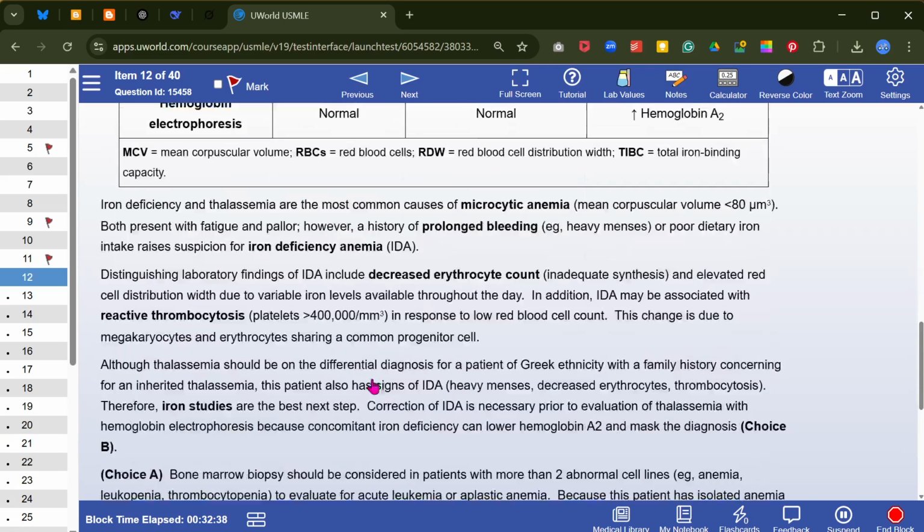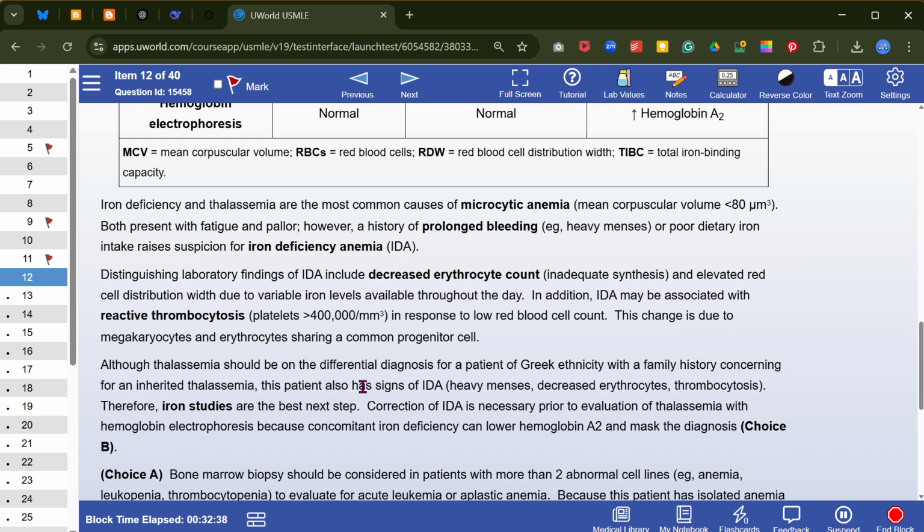1970. Yeah, okay. But iron deficiency. Iron deficiency anemia and thalassemia are the most common causes of microcytic anemia. Fatigue and pallor, with a history of prolonged heavy menstrual bleeding or poor dietary iron intake, raise suspicion for iron deficiency anemia. Distinguishing lab findings of IDA include decreased erythrocyte count, inadequate synthesis, and elevated red cell distribution width due to variable iron available throughout the day.